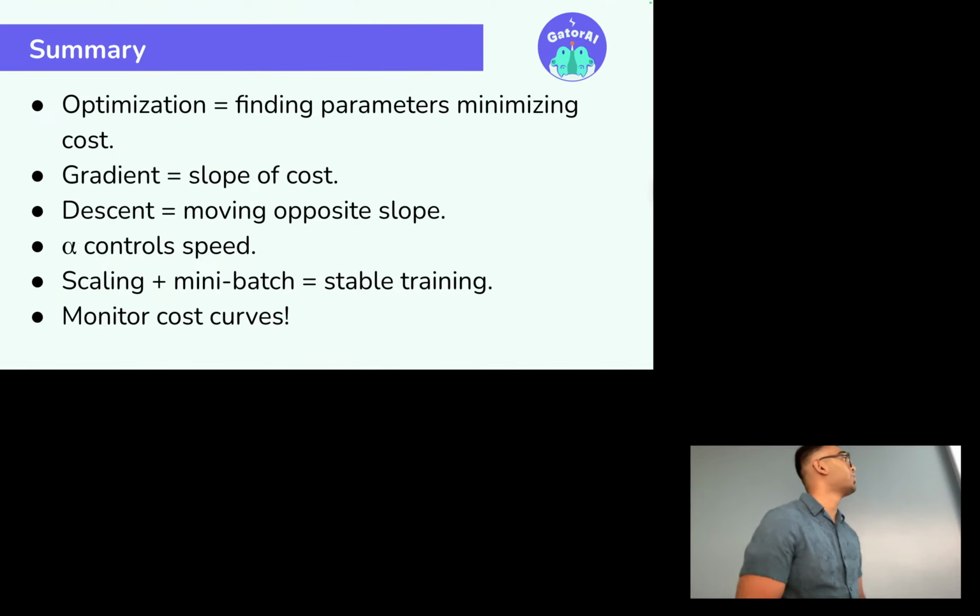We know that learning rate, alpha, controls the speed of your model. And then we talked about how we want to scale our model through feature scaling. And finally, we want to monitor cost curves to see if our model is actually improving as opposed to failing to improve.